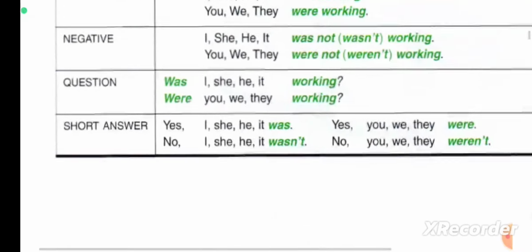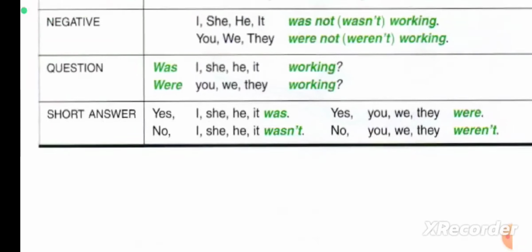When it comes to short answers, for example, was she working? Yes, she was. And here, when the answer is yes, we cannot use any contraction. If the answer is no, we can say, for example, no, I wasn't. Of course, the full form is no, I was not. We can say, no, I wasn't.